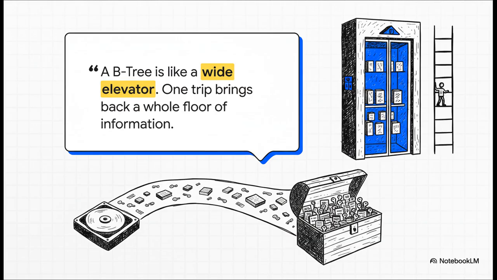And this is where our analogy gets an upgrade. Instead of that slow, step-by-step ladder, a B-tree is like a big, wide elevator. When we make that one slow trip to the disk, we're not just bringing back one measly key. No, we're bringing back a whole floor of information, an entire page or node that might contain hundreds, maybe even thousands of keys. So one trip to the disk gives us a ton of information to work with.